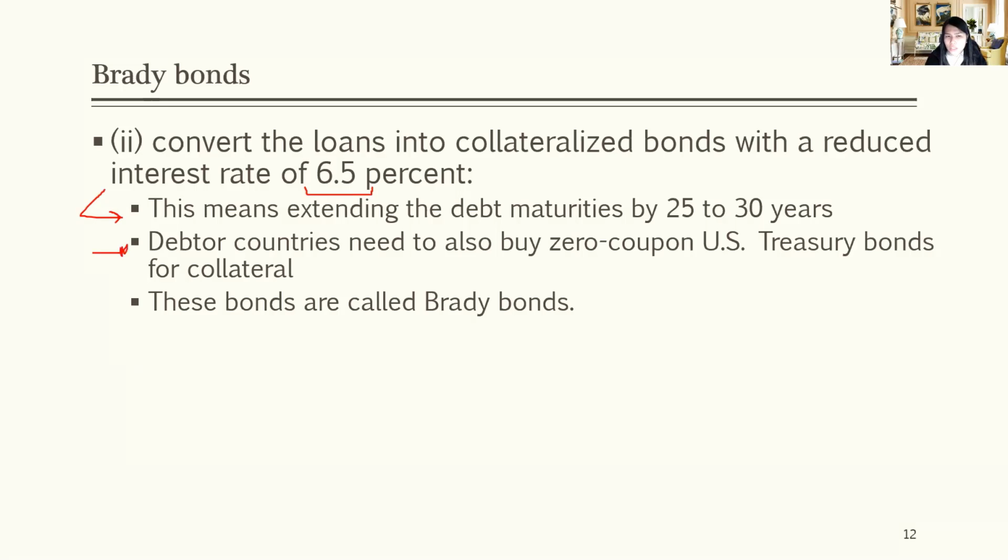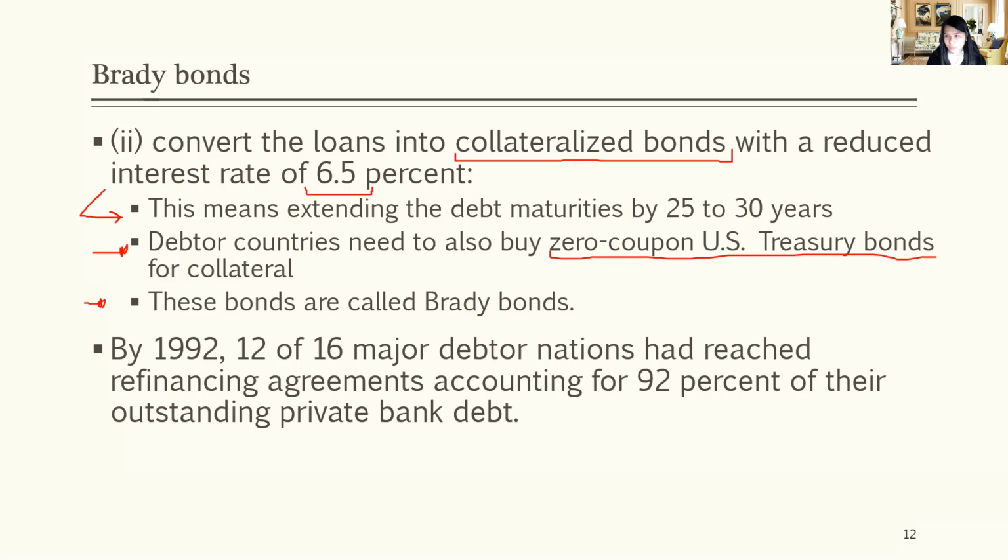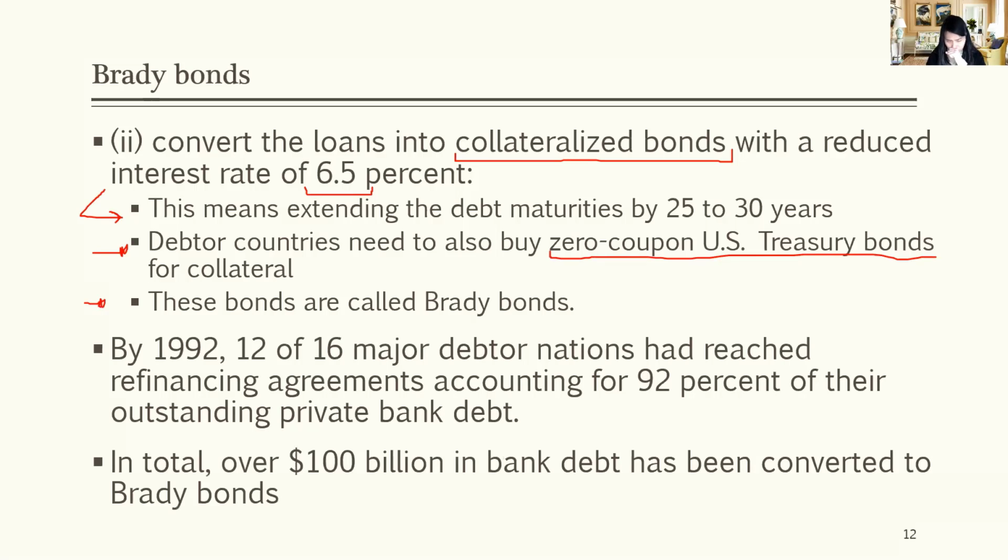The second feature that is introduced is collateralization, okay? So the debtor countries were required to put up collateral on these bonds, and the collaterals were the US Treasury bonds, okay? So these countries have to buy US Treasury bonds to use as collateral for these original loans. So this package is called a Brady bond. Okay. So besides debt equity swaps, Brady bonds were also one of the popular solutions for the 1982 crisis.